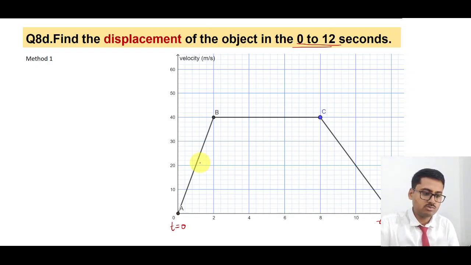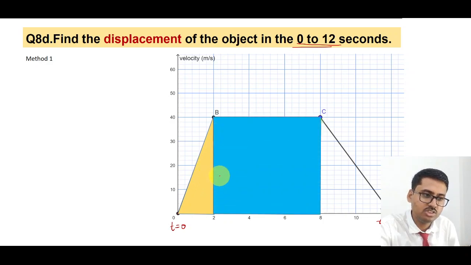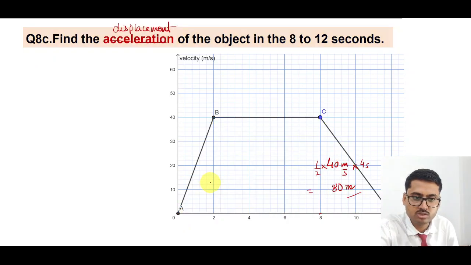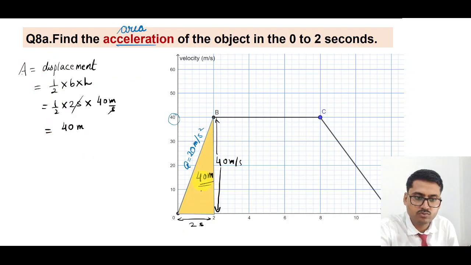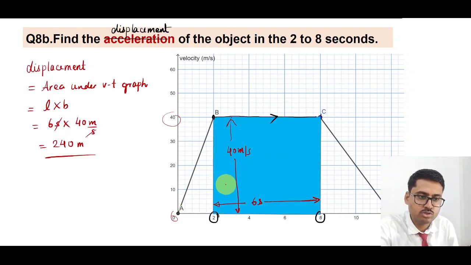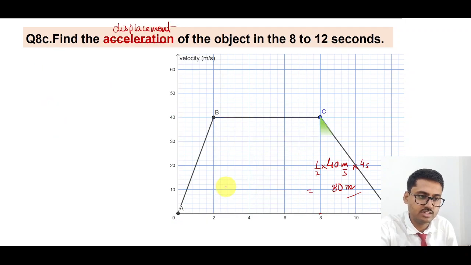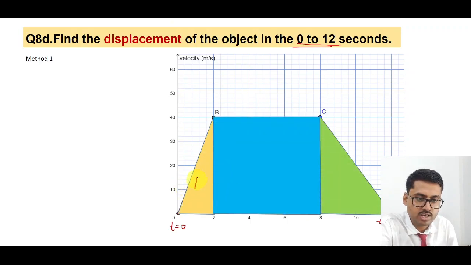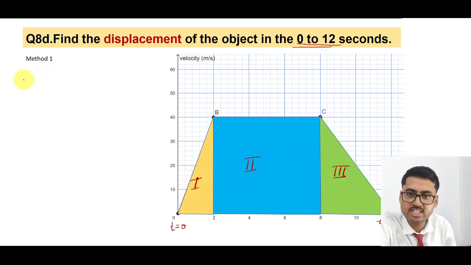So in order to find this one, we can actually find the area of these three separate regions and we can add their values, and that calculation we have done already. If you remember, I'll just show the answers once again. The first answer was 40 meter and this was 240 and this is 80. So we can directly add the three values. So if I call this 1, 2 and 3, so the displacement is going to be, this is method 1, I'll show another method as well.